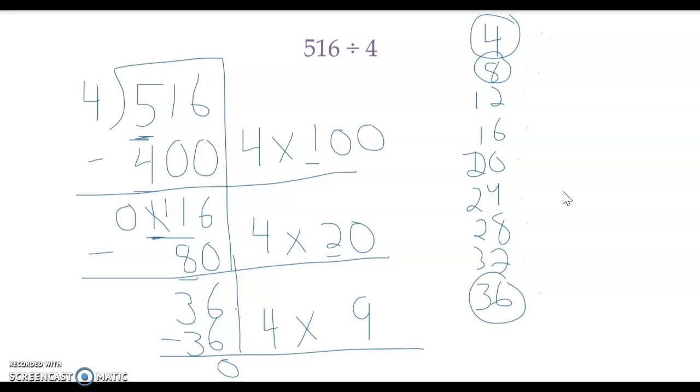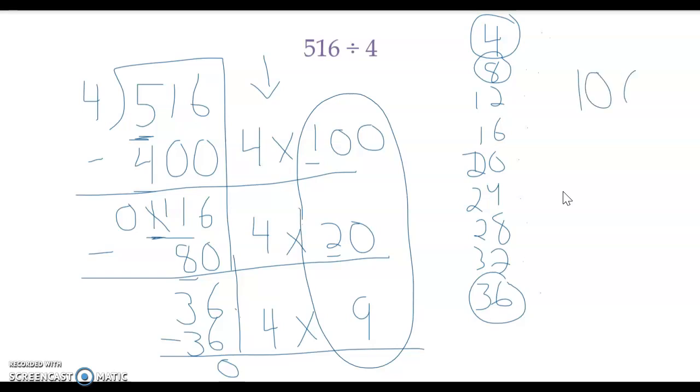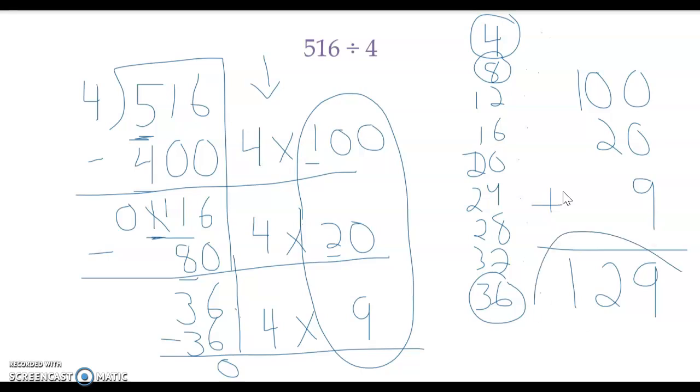So now I took part of the quotients. I'm going to look at all of the groups of 4 that I made and put them together to find my answer, my quotient. So I'm adding up all of these groups of 4 that I made. 100 plus 20 plus 9. Notice how I'm lining them up by place value. Gets me 129 as my final quotient, my final answer.